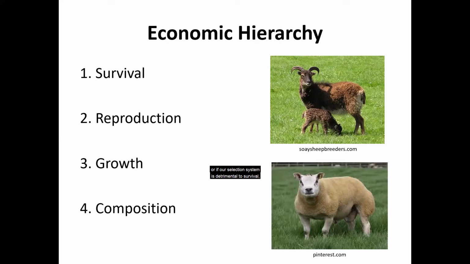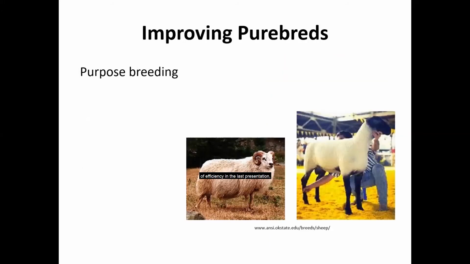We spend a lot of focus on growth and composition traits, but at the end of the day, if our selection system is detrimental to survival or reproduction traits, growth and composition traits are less important. Okay. And so as we improve purebreds, again, we're breeding for a purpose. We talked about some different purposes and definitions of efficiency in the last presentation, where we're measuring outputs relative to inputs and breeding animals for desired environments. Okay, but purpose breeding is the name of the game.